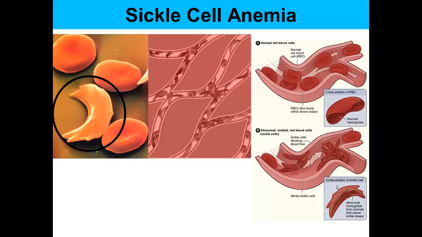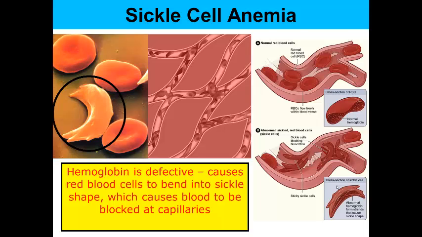What is sickle cell anemia? Sickle cell anemia occurs when hemoglobin is defective. It causes red blood cells to bend into the sickle shape that's circled there, which causes blood to be blocked in capillaries. Interestingly enough, they think that sickle cell anemia was developed in response to malaria in Africa. So sickle cell anemia is prevalent in Africa, and that is where malaria is also very prevalent.